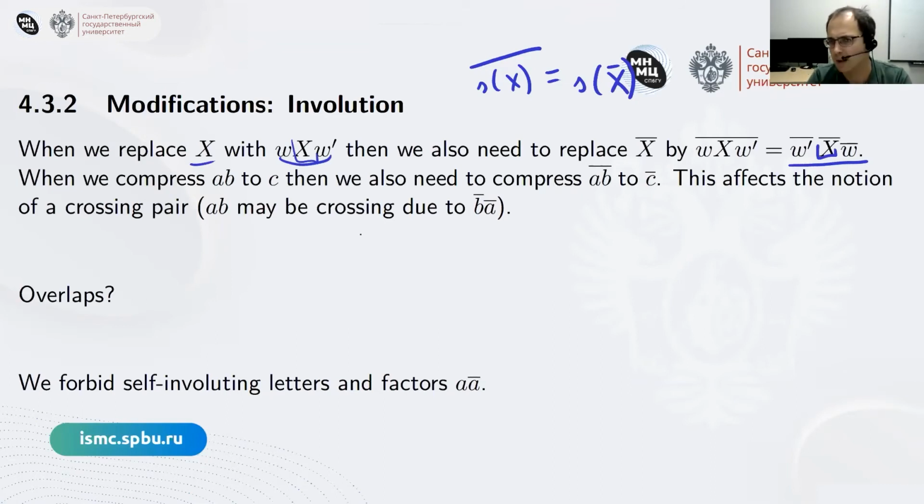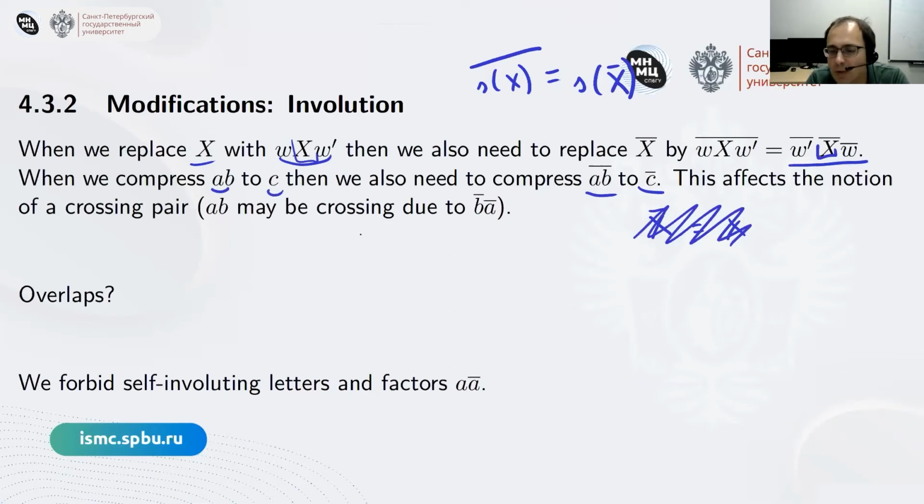Okay, this is fine. There are some more letters introduced into the equation, but this just affects the constants. The other problem is that if we compress some pair ab into, let's say, c, then we should also compress the other part. Because we could even write such an equation explicitly.